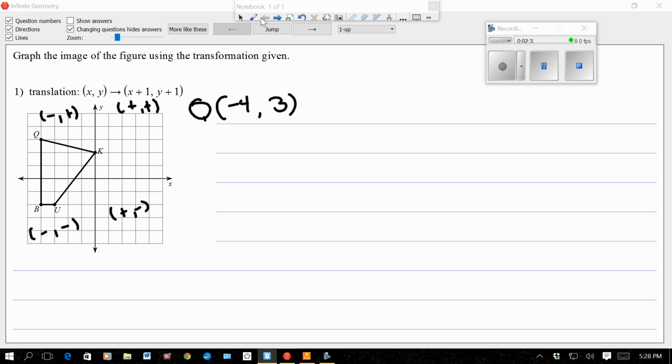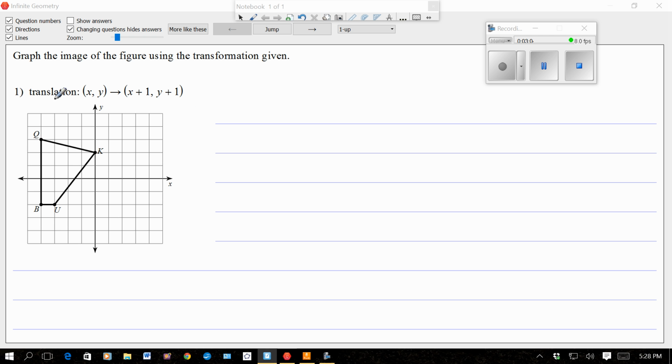Let me just erase that. Make sure you note that. Remember, your x and y are both positive in quadrant 1. In quadrant 2, your x value is negative and your y value is positive. In quadrant number 3, they're both negative, your x and y value. And in quadrant number 4, your x value is positive and your y value is negative. I'm going to erase that now.